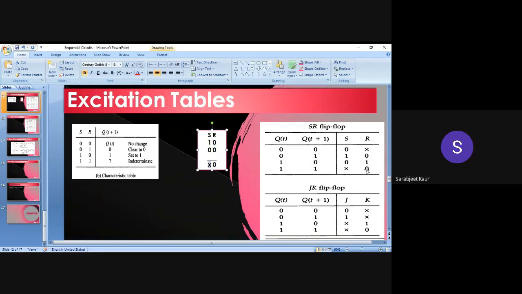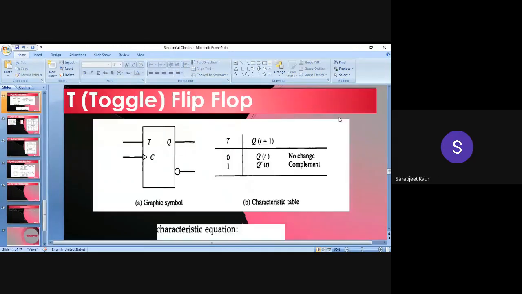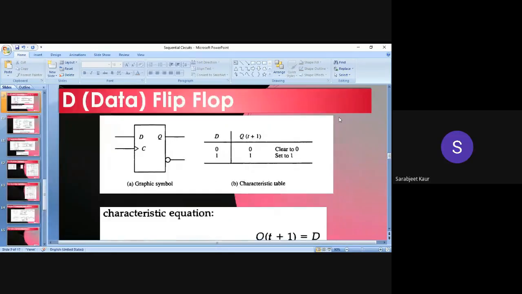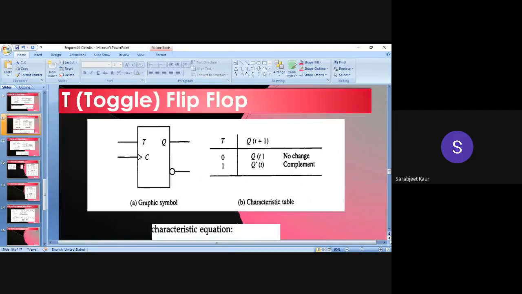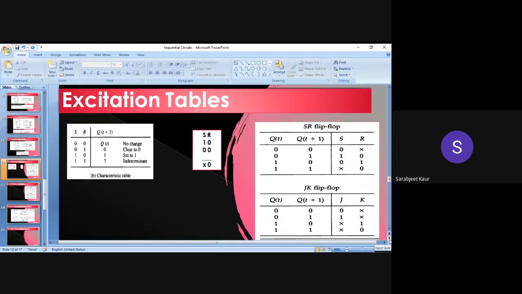So this is what you see written here, X0. Any problem up till now? No, ma'am. Okay, good. Now, let's look at the characteristic table of the JK flip-flop once more, so that we can derive the excitation table of the JK flip-flop next, okay?